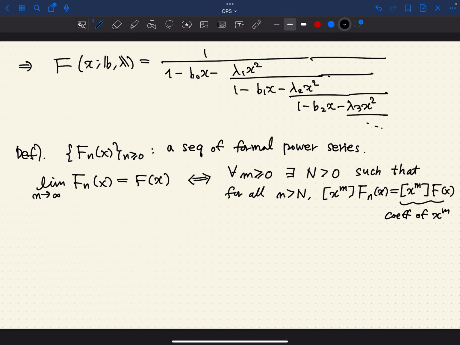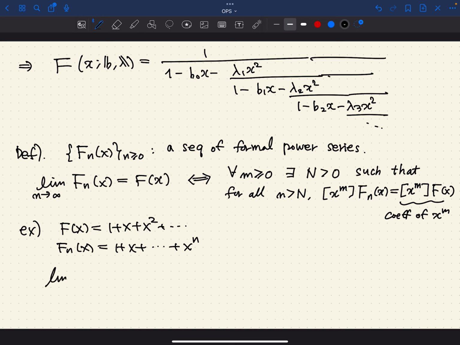Yeah, maybe it might be good to have an example, but let's see what kind of example we can define. Okay, let's see. Just a simple example: 1 plus x squared like this. And I'm going to define f_n = 1 + x^n. The polynomial is a formal power series also, right?